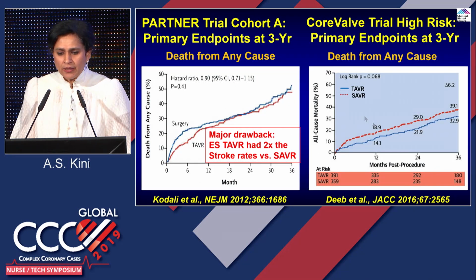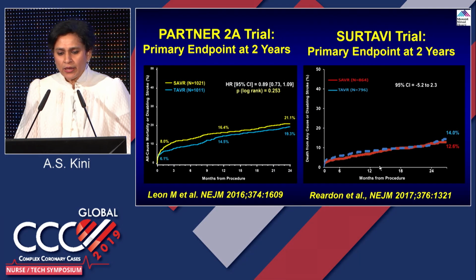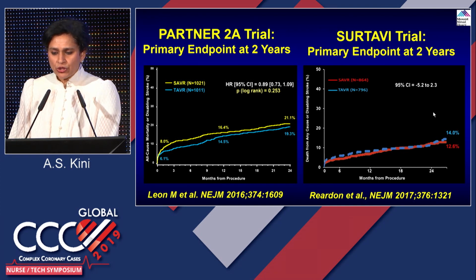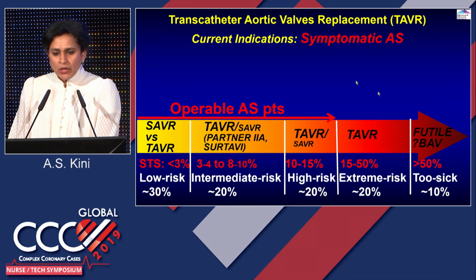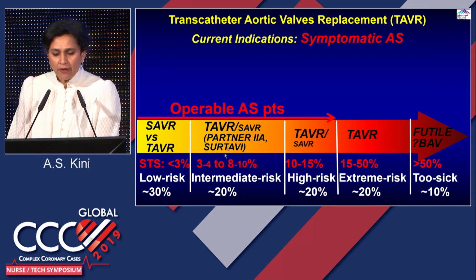TAVR got better. Then from there they went to intermediate risk, where they compared TAVR versus surgery. Definitely TAVR was better. So these are the current indications we are talking about. This is the STS risk score. So for extreme risk and high risk, we definitely know TAVR is indicated. Intermediate risk is, like I said, 3 to 8. Based on this particular trial, TAVR is indicated.